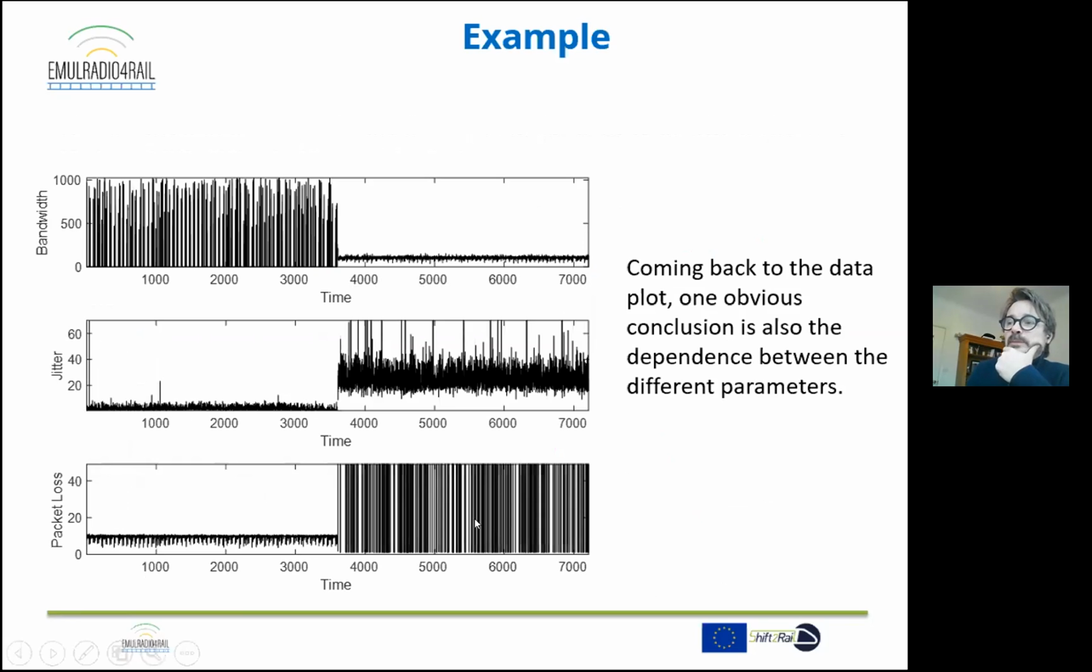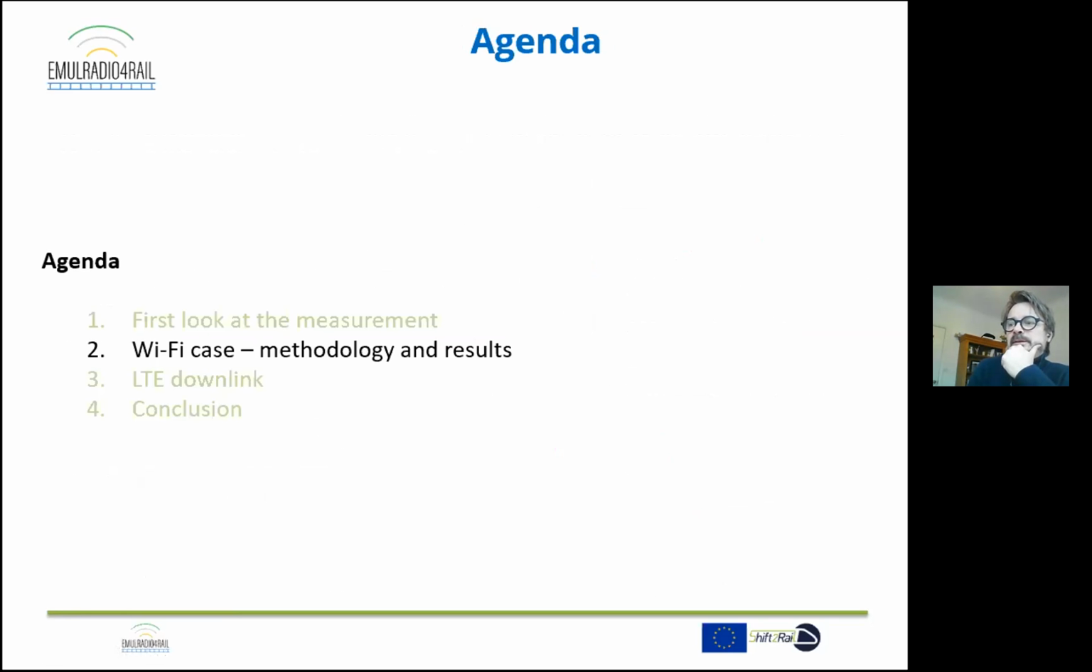And if I come back to my measurements, the second thing, which is quite obvious, so I will not spend a lot of time on it, is that you have a link between the different parameters. You cannot model independently the bandwidth, the jitter, and the packet loss. You have to have some joint models. So for the start, we have mainly worked on jitter and bandwidth.